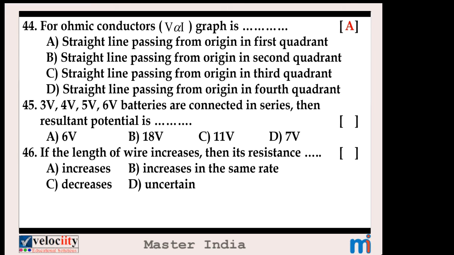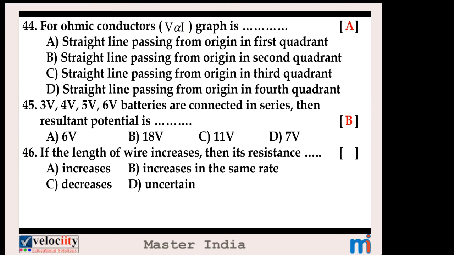45. 3 volts, 4 volts, 5 volts, 6 volts batteries are connected in series, then the resultant potential is option B, 18. In series combination, V is equal to V1 plus V2 plus V3 plus V4. 3 plus 4 is 7, 7 plus 5 is 12, 12 plus 6 is 18 volts. B is correct.